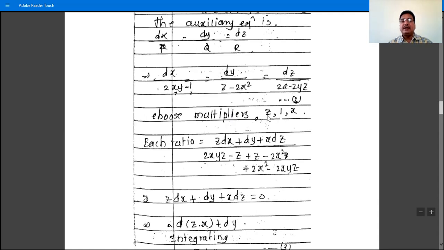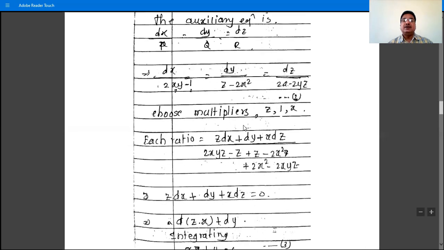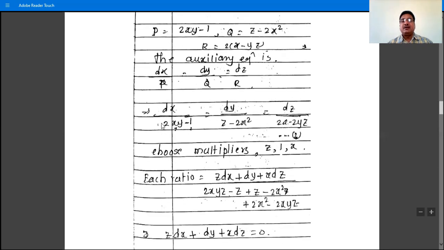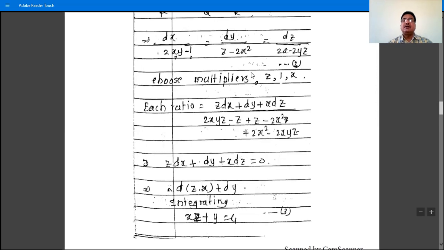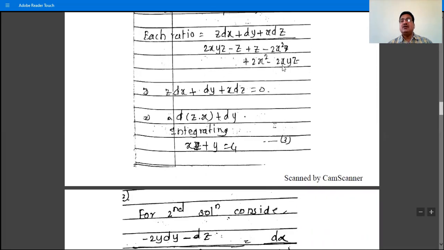Okay, so here choose multipliers z, 1 and x. Choose the multipliers in such a way that, suppose l, m, n are the multipliers, then lP + mQ + nR is equal to 0. So the multipliers are z, 1 and x. Each ratio is equal to (z dx + dy + x dz) divided by: multiply P by z, we have these two quantities; then multiply Q by 1, so it is z - 2x²; then multiply R by x, so 2x² - xyz.